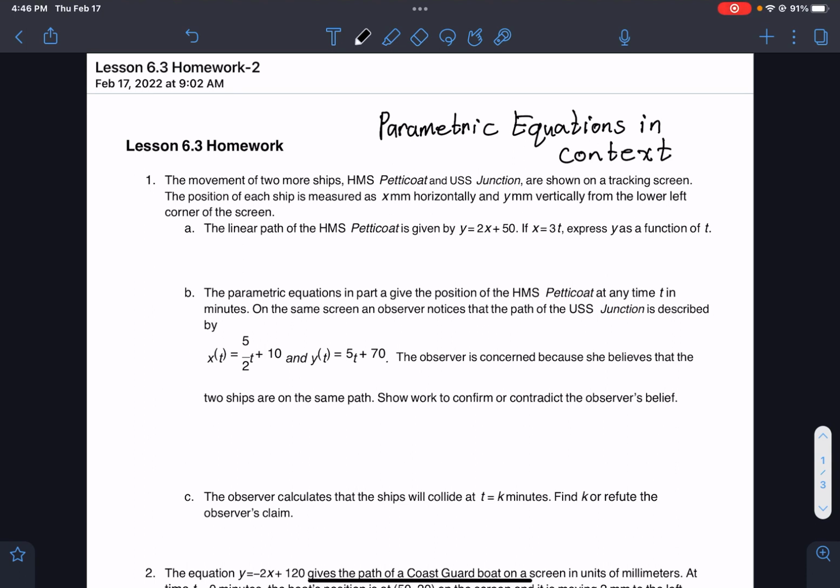Hello everybody. Today I'm going to talk about parametric equations and context. So for this first question, we have two different ships and they're being measured in different ways. Okay, so let's first look at this first ship, this HMS ship.